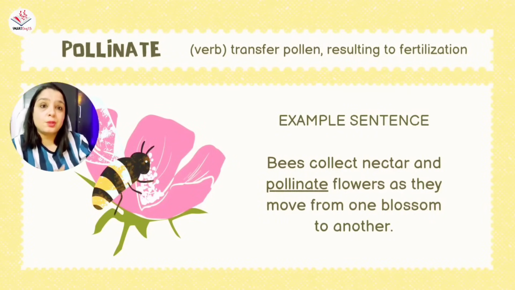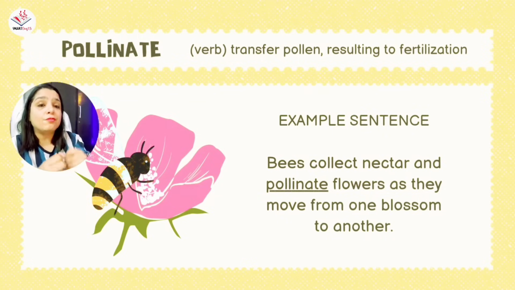Talk about the next word, pollination or pollen. Pollinate is a verb. It means transferring the pollen, and which results to the fertilization. Bees collect nectar and pollinate flowers as they move from one blossom to another blossom. So bees nectar को collect करती हैं और flowers को pollinate करती हैं, यानी कि उनको pollen transfer करती हैं, which results to the fertilization.